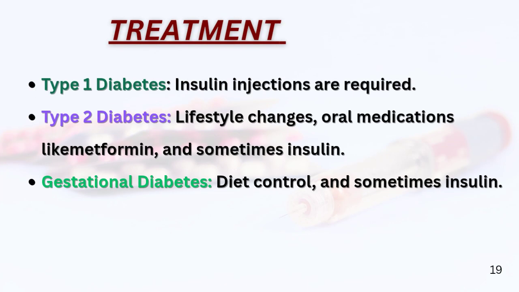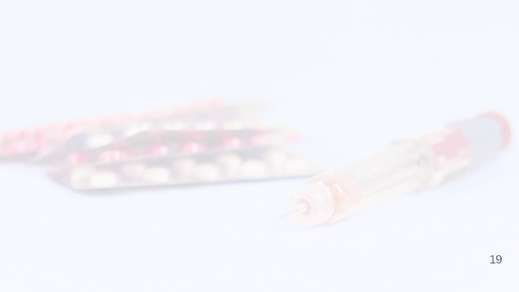When it comes to treating diabetes, the approach depends on the type. For type 1 diabetes, the body cannot produce insulin, so patients require regular insulin injections to manage their blood sugar. In type 2 diabetes, treatment often starts with lifestyle changes like a healthy diet and regular exercise. Oral medications, such as metformin, may be prescribed, and in some cases, insulin might also be needed. For gestational diabetes, which occurs during pregnancy, management focuses on diet control, but if blood sugar remains high, insulin may be necessary. Proper treatment helps prevent complications and keeps blood sugar under control.